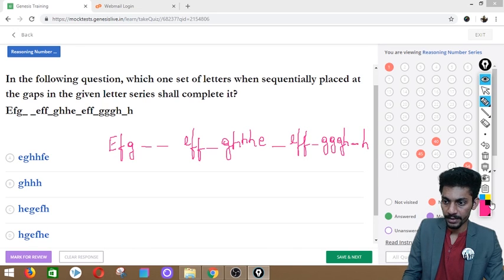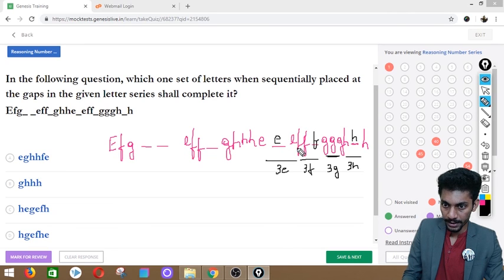So if you see the pattern very closely, you have 3 G's here. You have 2 H. If you put 1 H, it will become 3 H here. Even here, you have 2 F. If you put one more F, you need 3 F's here. You have 2 E's. If you put one more E, it will become 3 E. That means if I put E here, if I put F here and H here, we got 3 E, 3 F, 3 G and 3 H.